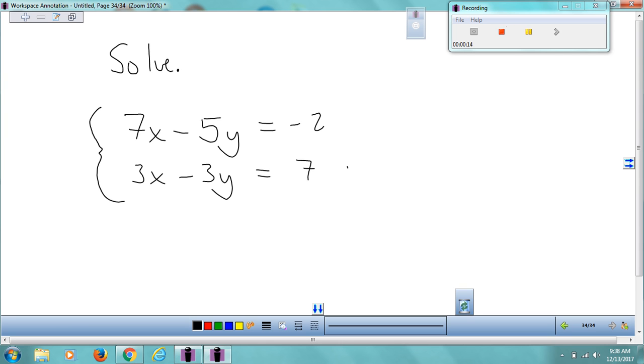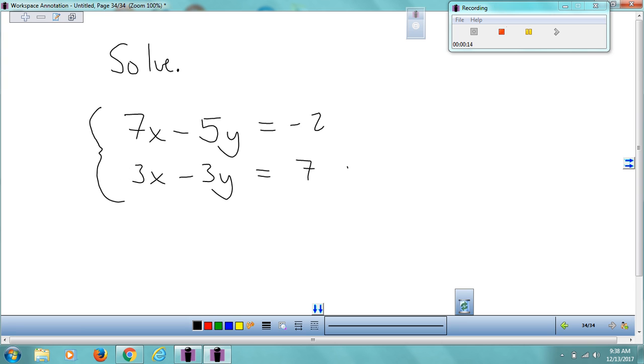So when I look here, 7 and 3. What I'm thinking of is, what is the least common multiple of 7 and 3? What number will 7 and 3 divide into evenly? And what I notice is 21. 7 will divide into 21 evenly, and 3 will divide into 21 evenly. So now, if I want to eliminate the x terms, I'm going to want to get the top to be 21x and the bottom to be 21x if I'm going to subtract.